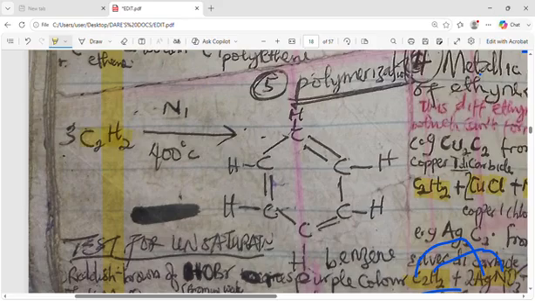This is our ethyne, C2H2. If you take 3 of it, then it will turn to benzene. And benzene has 6 carbon, 6 hydrogen. So we have polymerized ethyne to benzene. So that's polymerization.